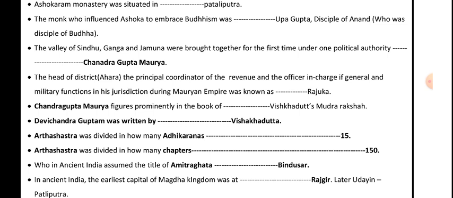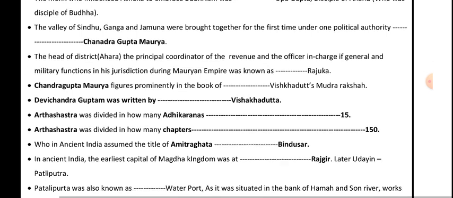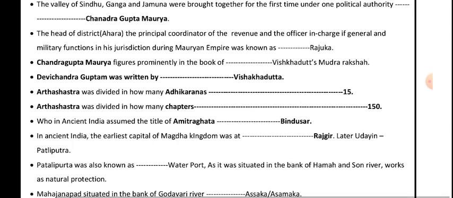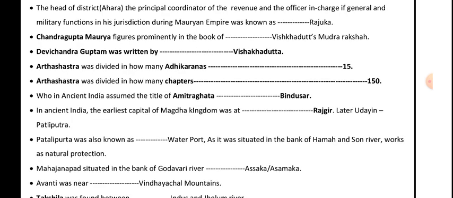The monk who influenced Ashoka to embrace Buddhism was Upagupta, disciple of Anand, who was a disciple of Buddha. The valleys of the Sindhu, Ganga, and Jamuna were brought together for the first time under the political authority of Chandragupta Maurya. The head of the district, the principal coordinator of revenue, and the officer in charge of general and military functions in his jurisdiction during the Mauryan Empire was known as Rajuka.